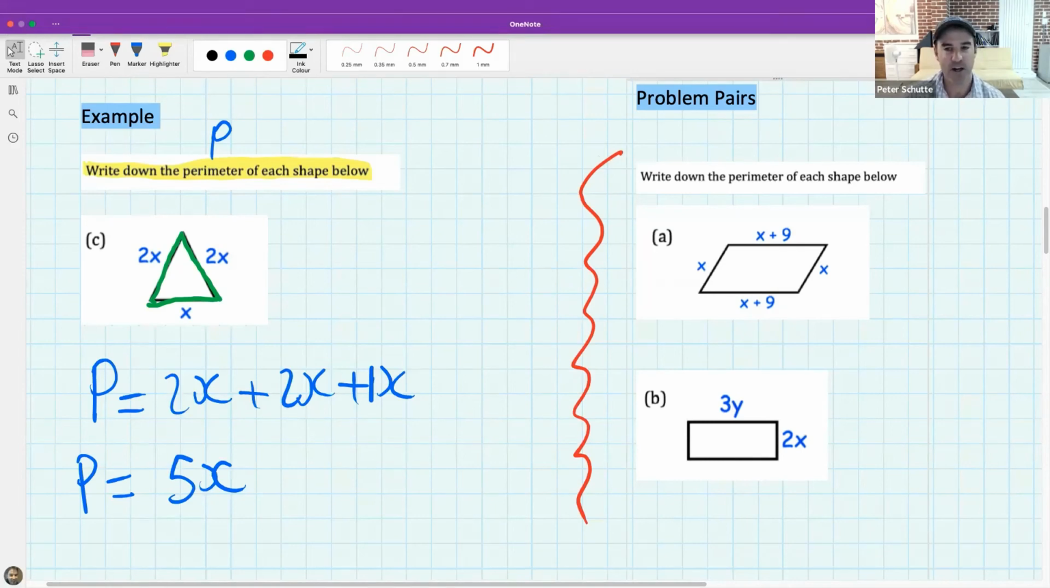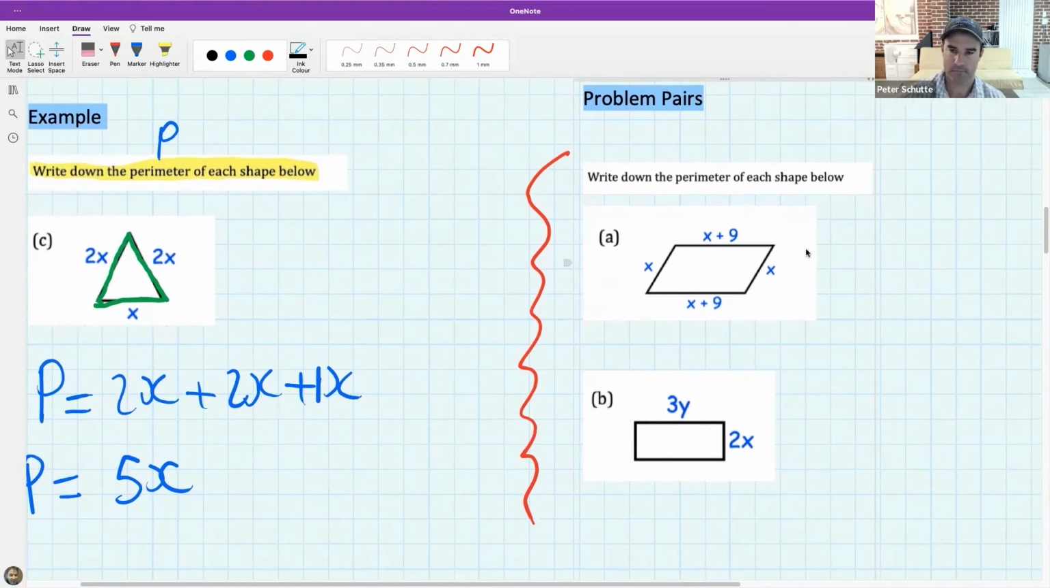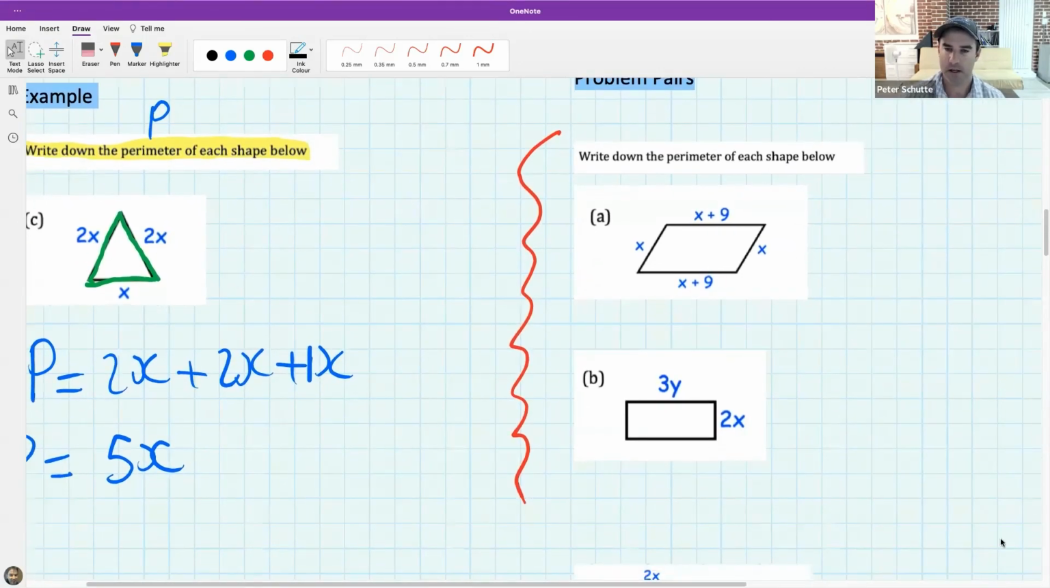So it's definitely a quadrilateral. I suspect this is a parallelogram. It doesn't matter for this question because we're talking about perimeter, but I think A would be a parallelogram and B is a rectangle. So what do we think the perimeters are going to be for these ones?